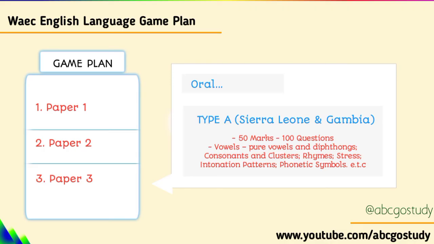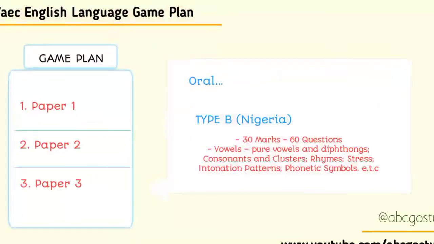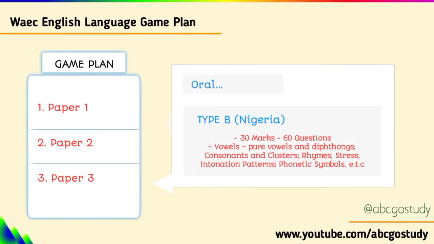Then we also have intonation. You look at their falling pattern and their rising pattern. So there could actually be alternative A and alternative B for that very Gambia and Sierra Leone people. Why? The one for Nigeria, that one is 30 marks, right? I told you the other time. So that will be 60 questions. The one for Sierra Leone and Gambia, that one will be 100 questions, and they will give you 50 marks for that. But Nigeria, that will be 60 questions, and they will give you 30 marks for that.